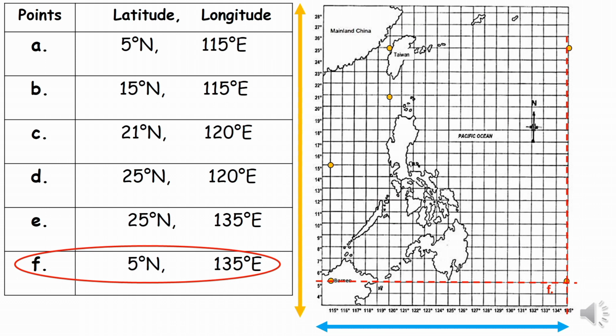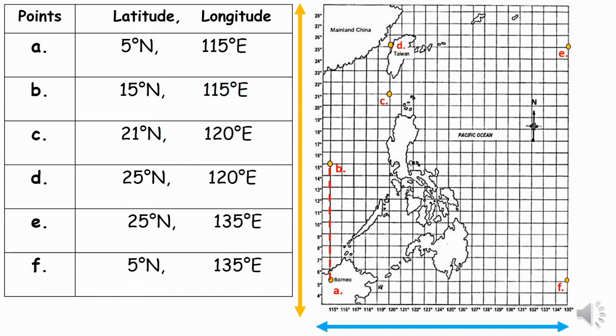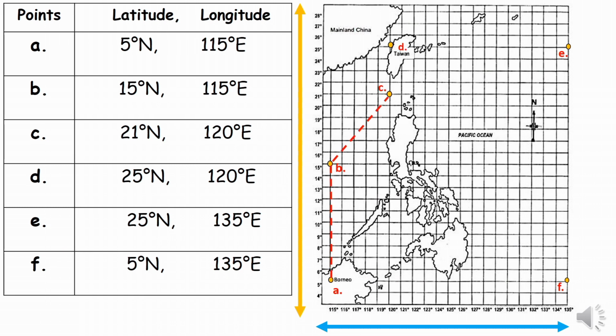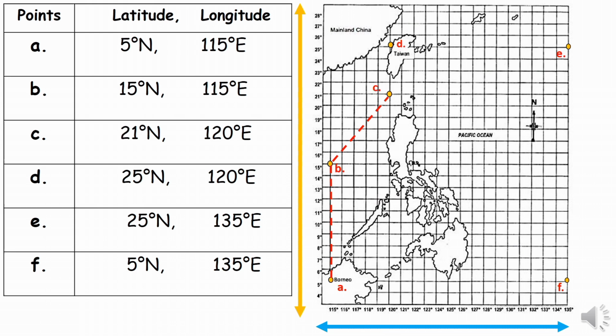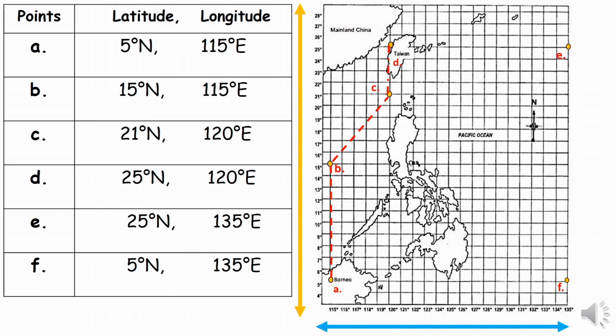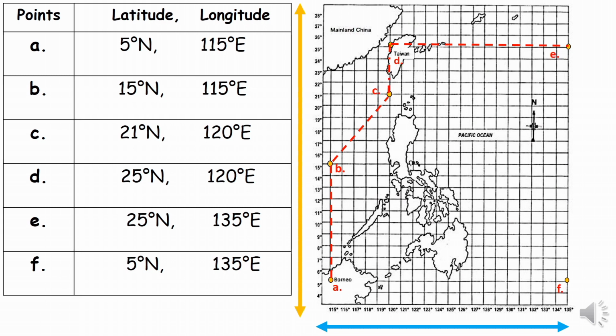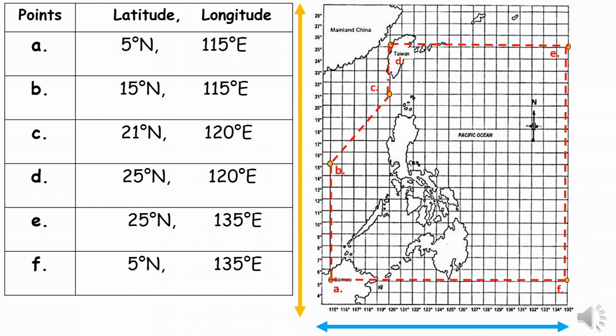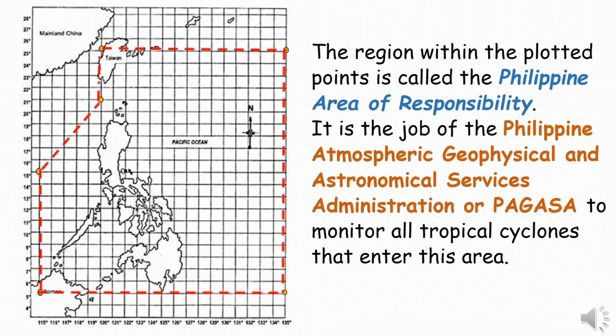Now that we have plotted the coordinates, let's connect these together. Connect point A to point B. Point B to point C. Point C to point D. Point D to point E. Point E to point F. And lastly, from point F to point A. The region within the plotted points is called the Philippine Area of Responsibility.